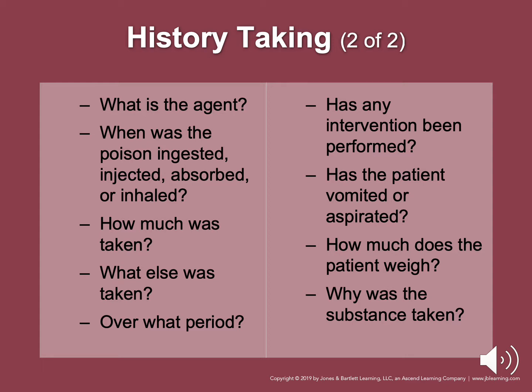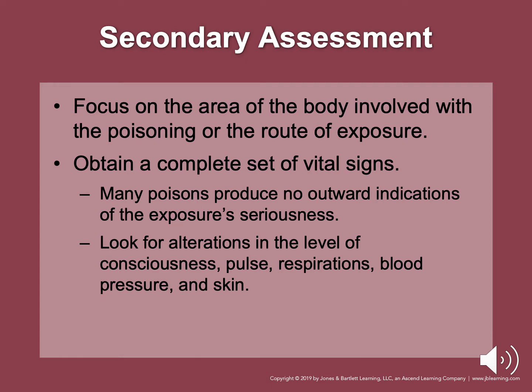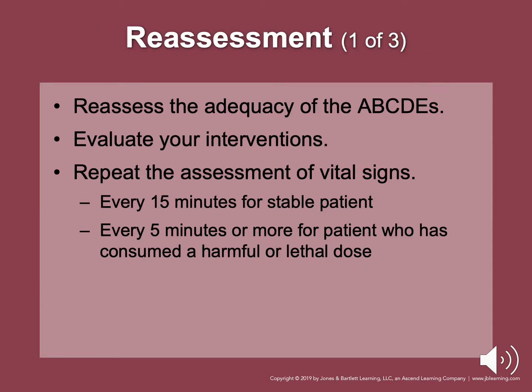In your secondary assessment, focus on the area of the body that was involved in the poisoning or the route of exposure. Get your vital signs and look for alterations in the level of consciousness, pulse, respiration, blood pressure, and skin. In your reassessment, go through your ABCDEs and evaluate the effectiveness of the interventions you've done so far. Repeat assessment of vital signs every 5 minutes for unstable and every 15 minutes for stable patients.